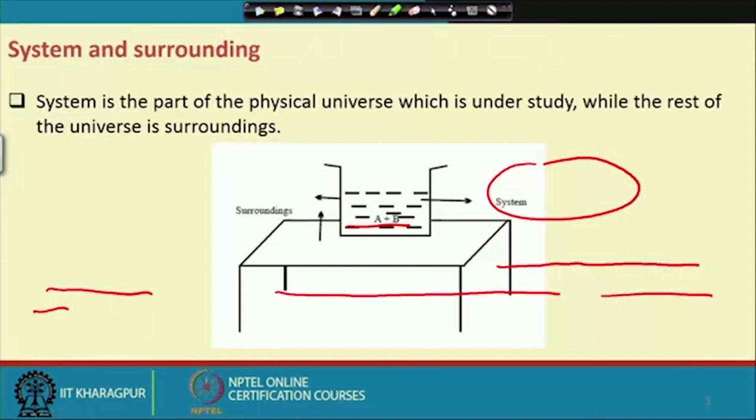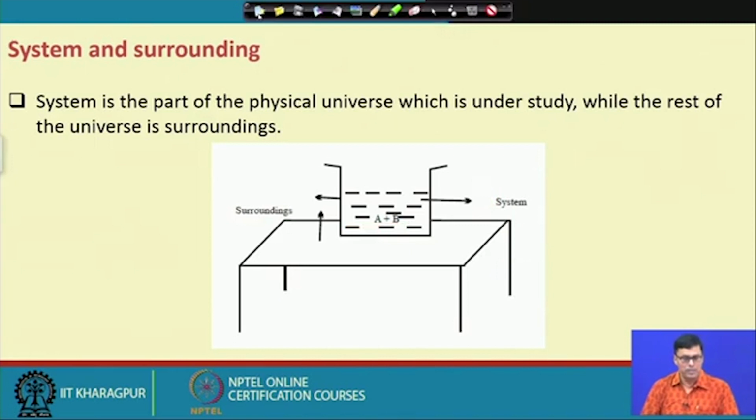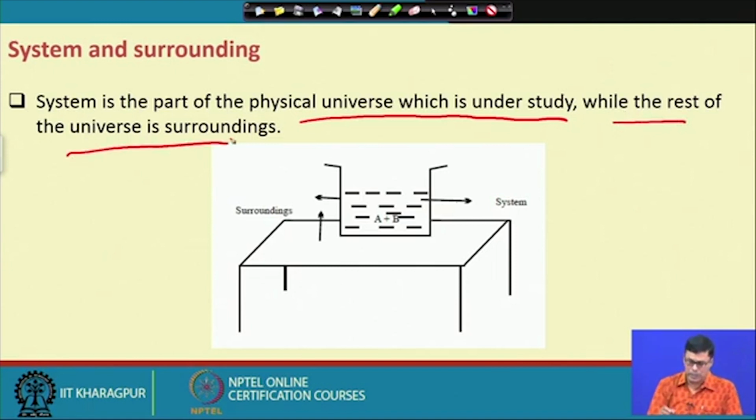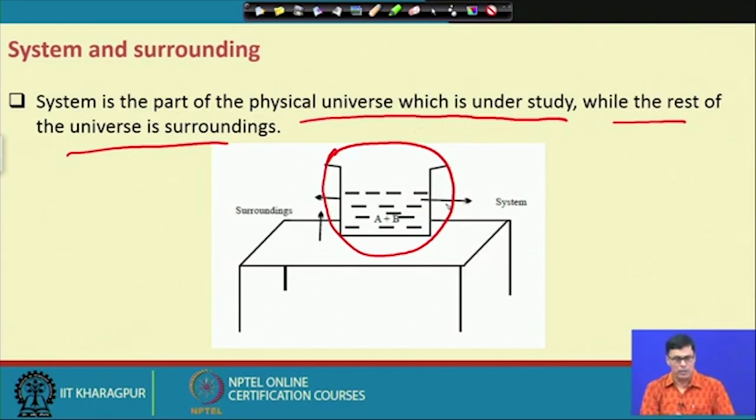Now, let us first find out what we mean by system and surroundings. A system is a part of the physical universe under study, while the rest of the universe is the surroundings. Suppose we have a beaker with water inside; this we consider the system. The beaker is lying on a table, and everything other than the beaker, we call surroundings. This is how system and surroundings can be defined.